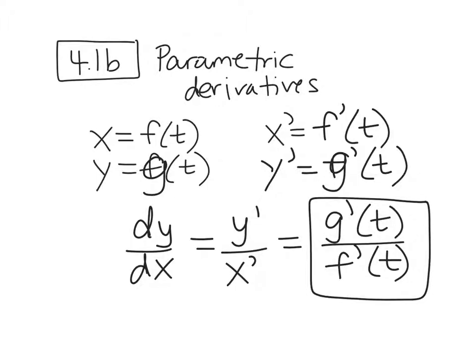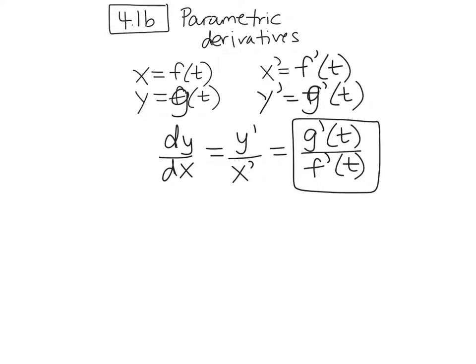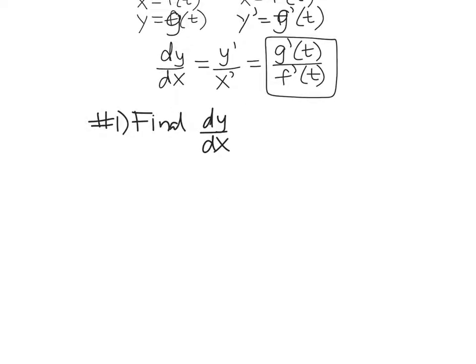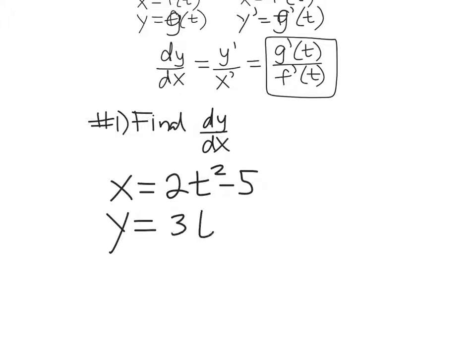So let's do one, okay? Let's go ahead and look at one, see what we're going to do. So number 1. It says here that we need to find the derivative dy dx, not dt. Find the derivative dy dx of this parametric function. X is equal to 2t squared minus 5, and y is equal to 3t plus 1. Okay? It's really that easy.